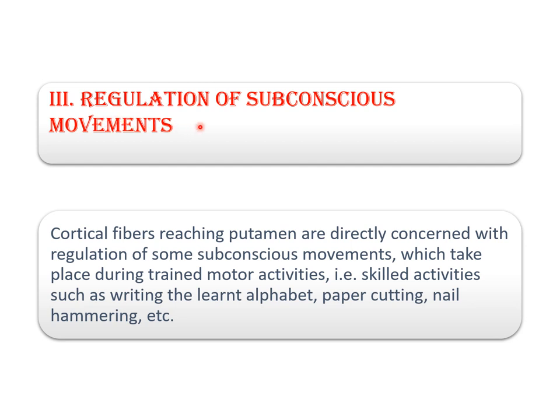Then the regulation of subconscious movement. Cortical fibers reaching the putamen are directly concerned with the regulation of some subconscious movements which take place during trained motor activities, like skilled activities such as writing the learnt alphabet, paper cutting, nail hammering, etc.